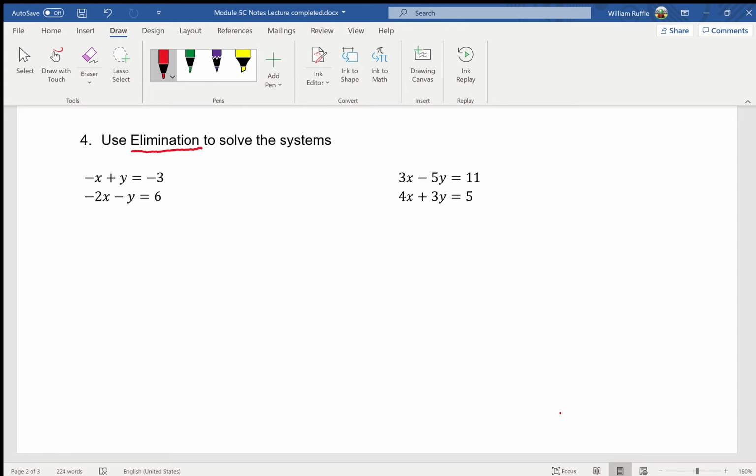Now elimination is kind of a weird one. Really, we're just adding up both equations and hoping one of the variables will go away. Now the first one is set up to work. The rest of them will not.